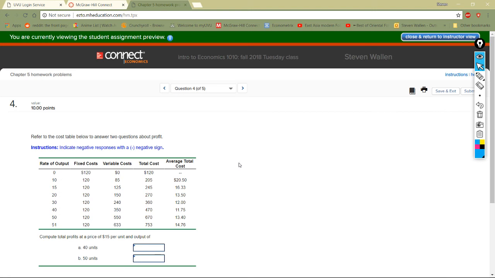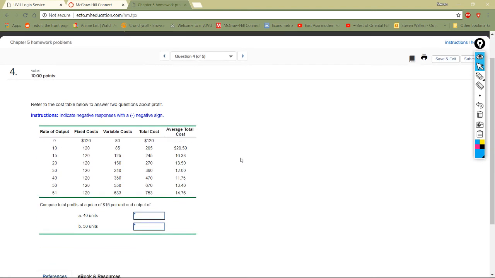Here we go. Let's take a look at this and see. Rate of output, fixed cost, variable cost, total cost, average total cost. Okay, this is 4 or 5. Compute the total profits at a price of 15 per unit. Okay, so let's write that down. 15 per unit, and an output of what? Output of 40 units. So we're doing $15.